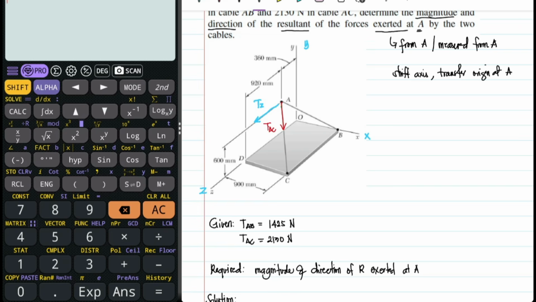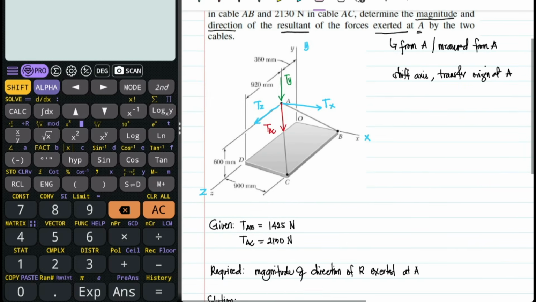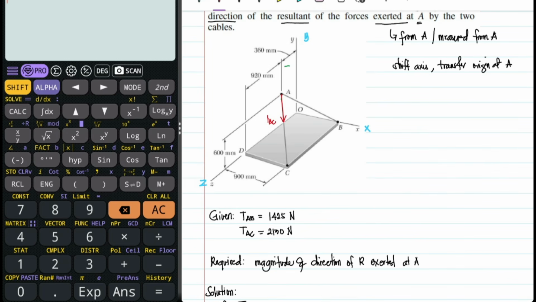Now for our AC, the Z component is going to the positive Z axis. However, our Y component, if you can notice, is going down from point A to point C. So we can expect that our Y component for AC would be negative. And for our AB, it is also going down.